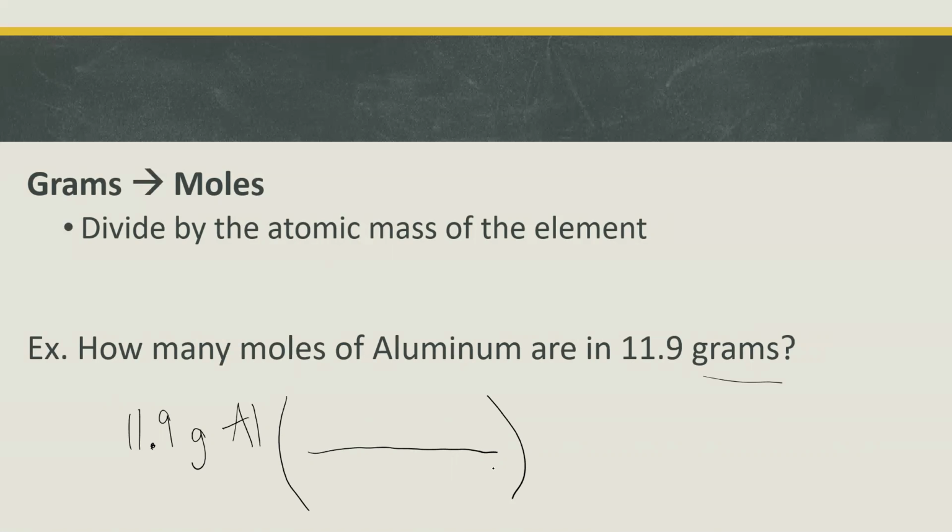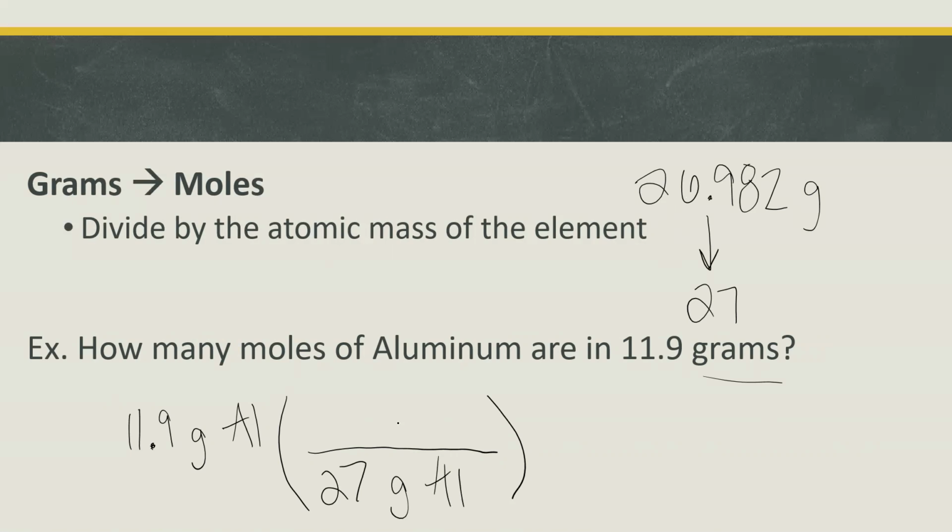aluminum's mass is 26.982 grams. You can either use that or you can round it to 27. Doesn't matter to me. I'm going to round it. Okay, so 27 grams of Al. That's going to cancel. That's good.